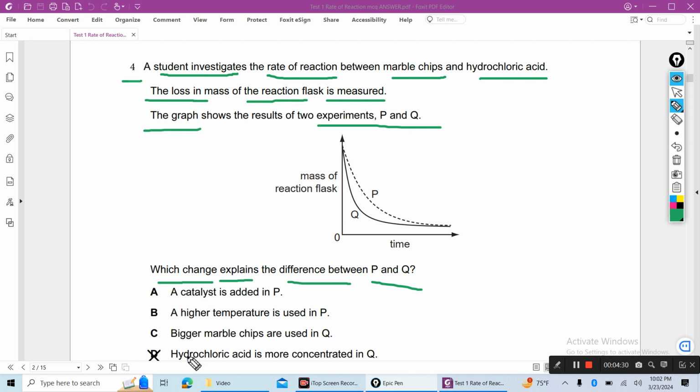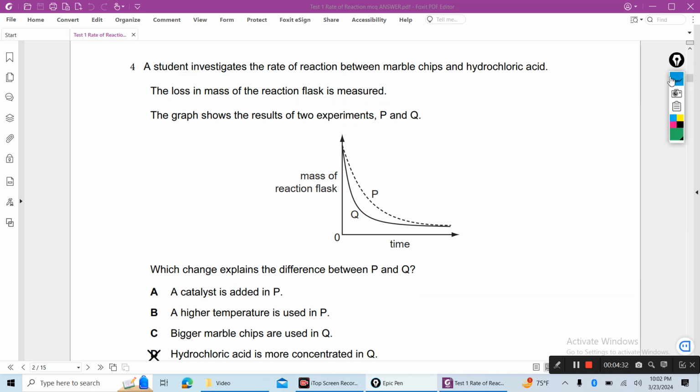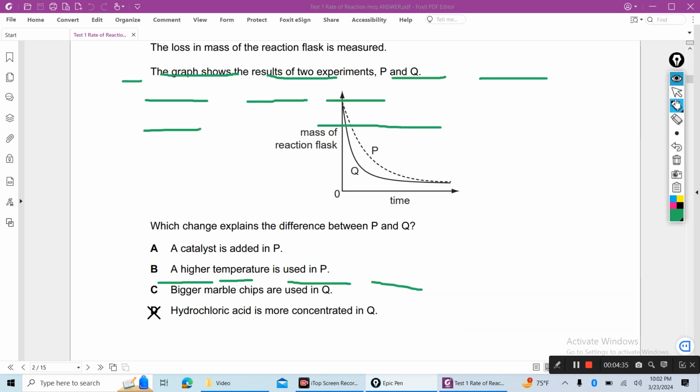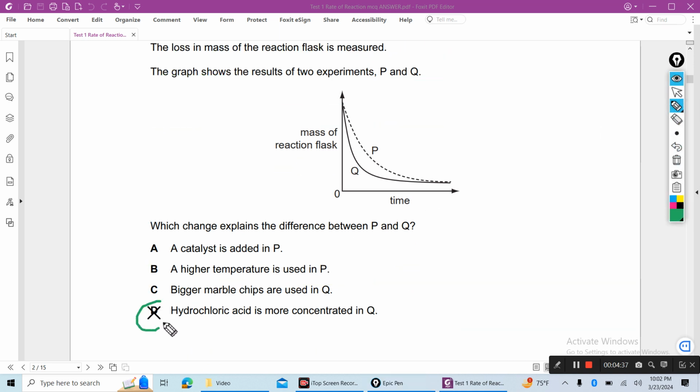Now, hydrochloric acid, the answer is D. Hydrochloric acid is more concentrated in Q because the mass graph is steeper. That means mass decreases more quickly. Why more quickly? Because hydrochloric acid is more concentrated in Q. So rate of reaction is faster. That means mass of the reaction flask decreases more quickly. Rate of reaction is higher. So D is the correct answer.